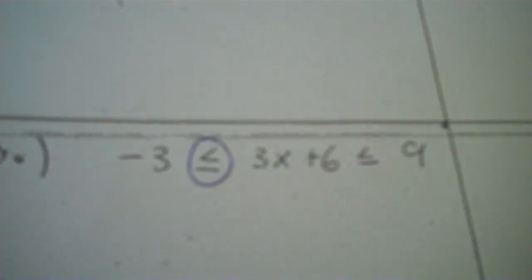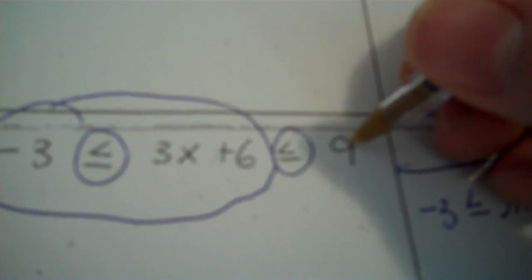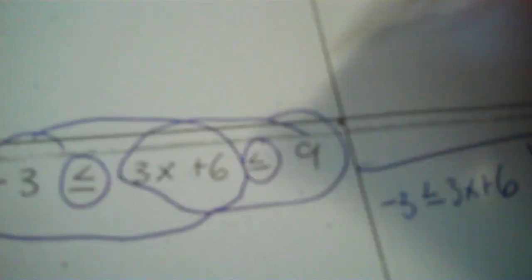Okay, number 10, negative 3 is less than or equal to 3x plus 6, less than or equal to 9. You have 2 symbols, so that means you're going to want to make a table and put 2 separate problems on each side. So on one side, this first symbol, we have a negative 3 value here, and on this side we have the expression 3x plus 6. Over here, this inequality has a 9 value on the right, and then on this side you have 3x plus 6. We have 3x plus 6 less than or equal to 9.